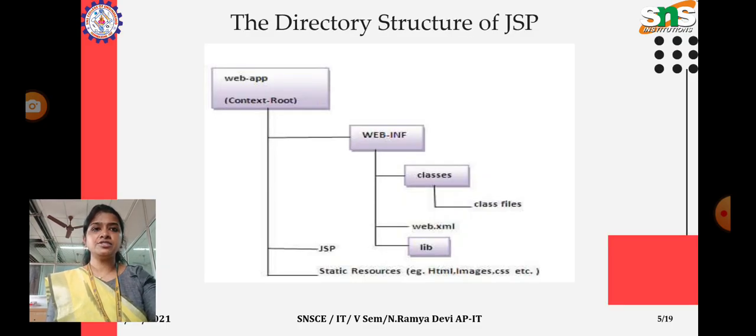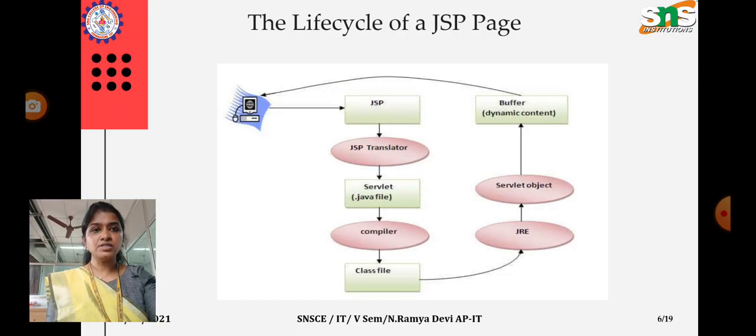This is the directory structure of JSP. So here is a web app, WEB-INF, classes, which are stored as class files, and web.xml and library. And again the web app contains the JSP and static resources like HTML, images, CSS. Now this is the life cycle of a JSP page. So first is the JSP translator, servlet, compiler and class file. So servlet contains the .java file and then the buffer, dynamic content, servlet object and the JRE.